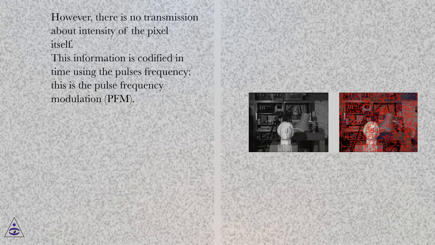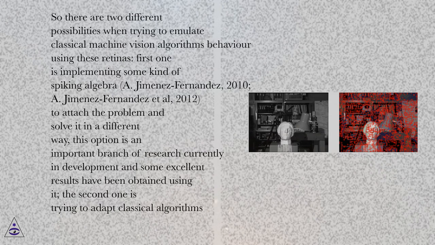However, there is no transmission about the intensity of the pixel itself. This information is codified in time using the pulse's frequency. This is the pulse frequency modulation, PFM. So there are two different possibilities when trying to emulate classical machine vision algorithms' behavior using these retinas.